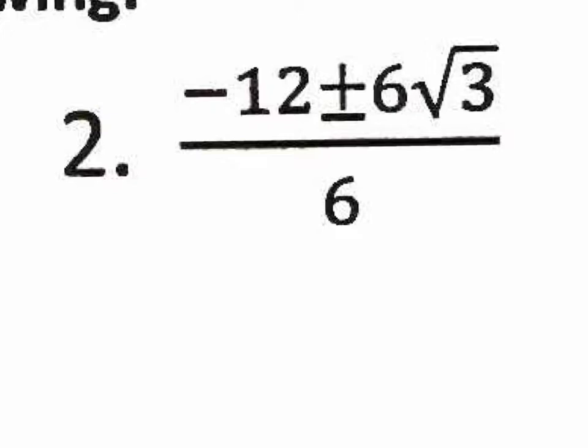What's in common? 2. But there's something greater. 3. Something greater. 4. Not 4. 6. So, you want to reduce with the greatest value. So, we're going to reduce all by 6. This by 6, that by 6, that by 6. Your final answer will be negative 2 plus or minus 1 square root of 3.